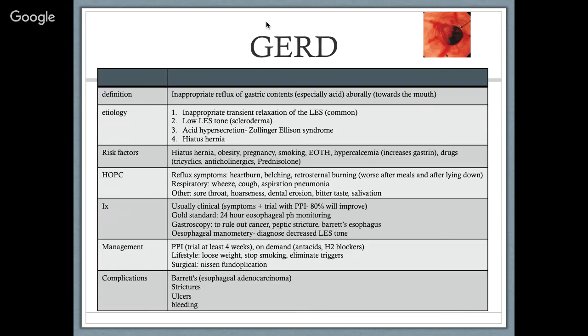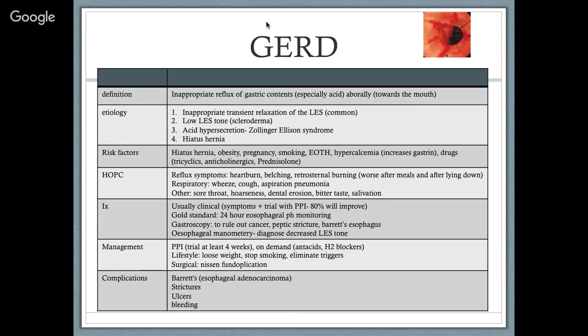Zollinger-Ellison syndrome. Does anyone know what that is? So that's really rare. It's more of a multiple choice question as opposed to something that you're going to see in clinical practice, but it's sort of a tumor that produces too much acid. And hiatus hernia. Do you guys know what hiatus hernias are? Yeah, cool. So those are some of the risk factors.